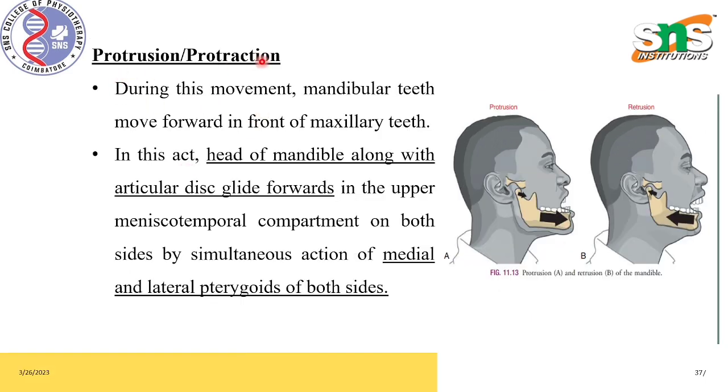Next movement is your protrusion or protraction. During this movement, the mandibular teeth will be moving forward in front of the maxillary teeth. In this act, the head of the mandible, along with the articular disc, glides forwards in the upper meniscotemporal compartment on both sides by simultaneous action of your medial and lateral pterygoids on both sides. So during protrusion or protraction, the head of the mandible along with the articular disc will be gliding anteriorly.